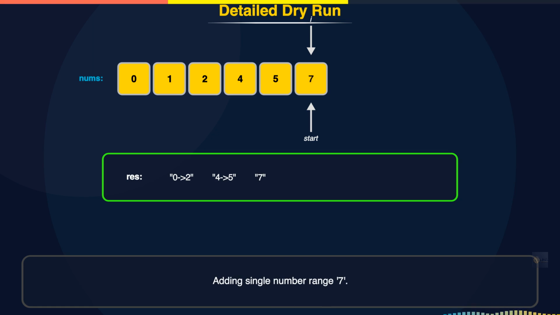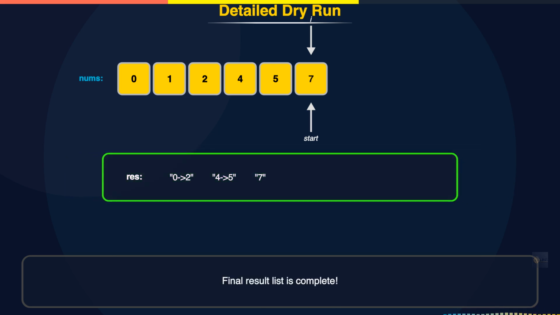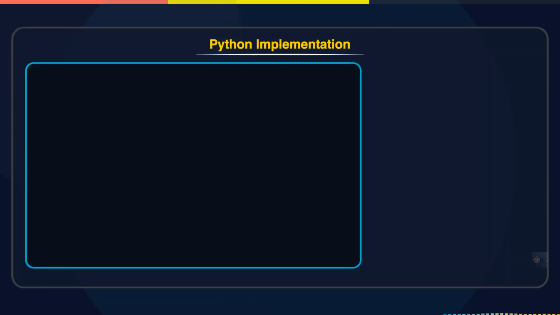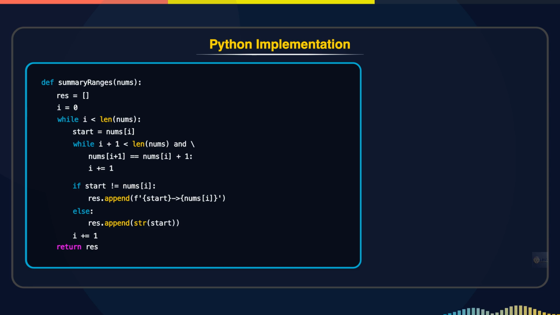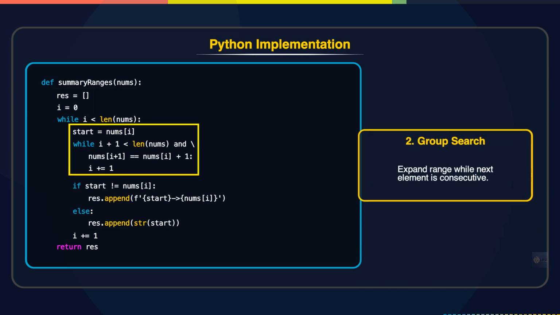Clean and efficient. In Python, we initialize an empty list called res and a pointer i starting at 0. We use a while loop to traverse the entire array. Inside, we mark the start of our current range as nums at index i. Then, we use a nested while loop to find how far this range goes. As long as i plus 1 is within bounds, and the next number is exactly nums at index i plus 1, we just increment i.